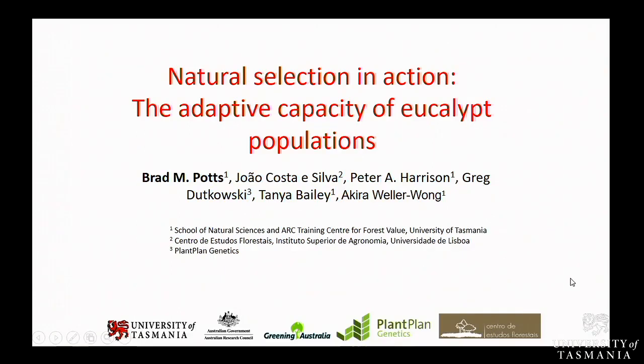Well, I'm not sure if I'm going to disappoint you, but I'm not going to mention molecular markers at all. I'm going to stick to a basic old-fashioned ecological genetics, quantitative genetics approach to our understanding of population differentiation and evolutionary processes that we see in our eucalypts.